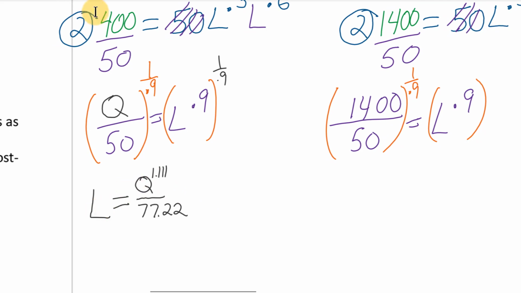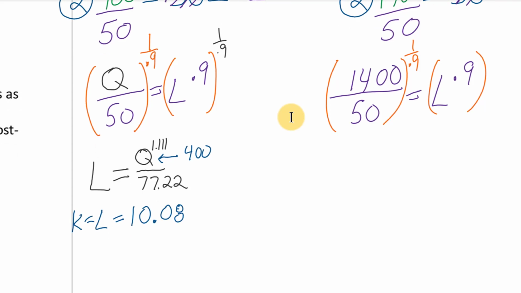So let's plug in a Q of 400. You do the same to get practice. So here when I plug in 400 for Q, I'm getting that L equals just above 10, 10.08 or so. And then what if we plug in 1400 there? And we know that K is going to equal L, right? So now let's plug in 1400. And here I'm getting K equals L equals 40.54 roughly. So that's just a little quicker way to do this.